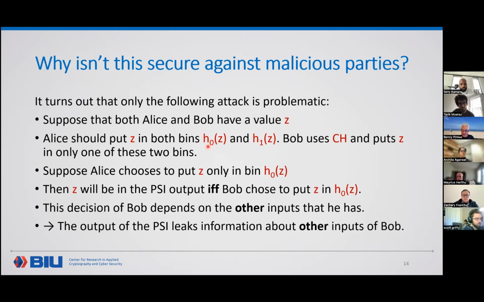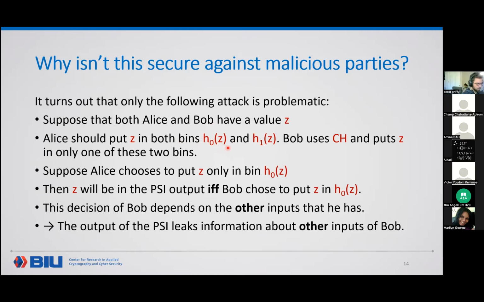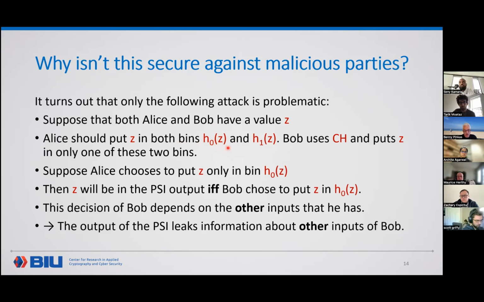So basically what Alice can do if she does not follow the protocol, so this is a very subtle attack and it doesn't tell her too much. If she puts an item only in one of the two bins, then basically she computes a function which puts this item in the intersection only if Bob decided to put this item in this bin and not otherwise. And this decision is based on other inputs of Bob. So she learns information about other inputs of Bob. And this actually happens and you cannot ignore that. So apparently this is the only problem that was left in 2020 to solve this. Okay, so this is what we wanted to solve.